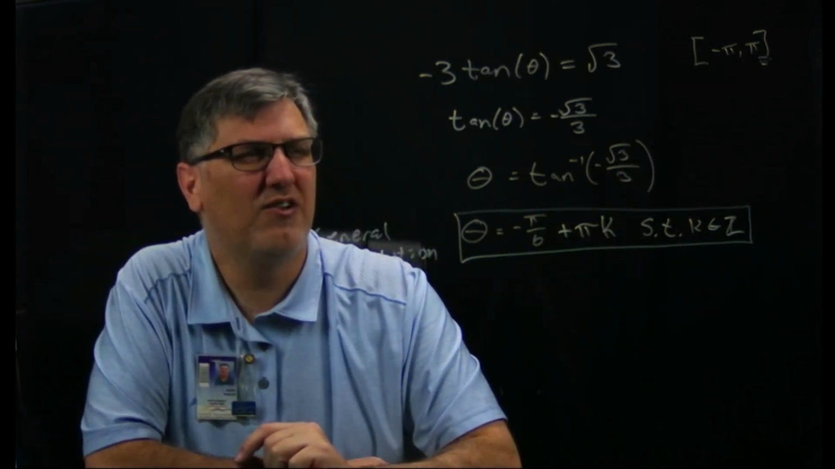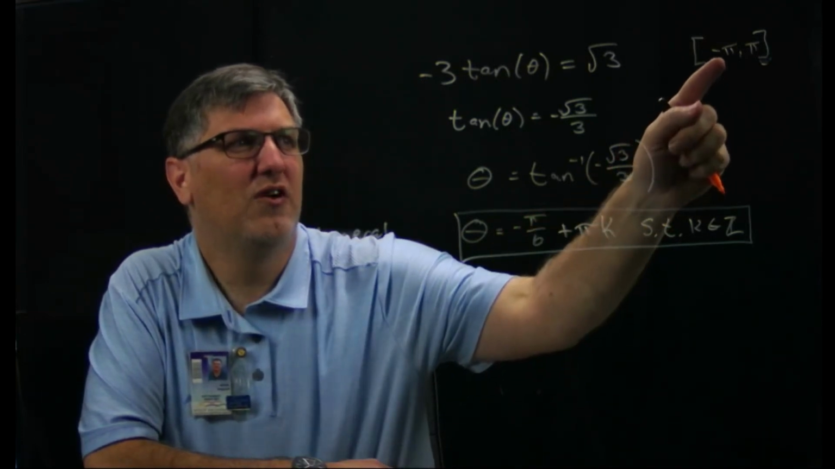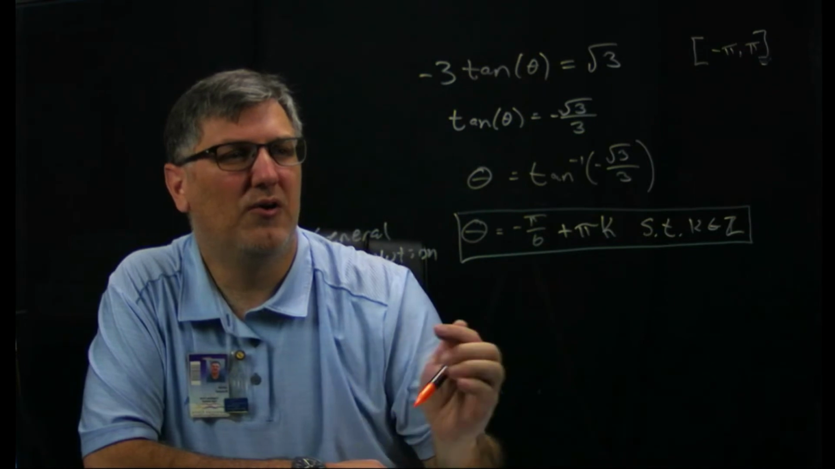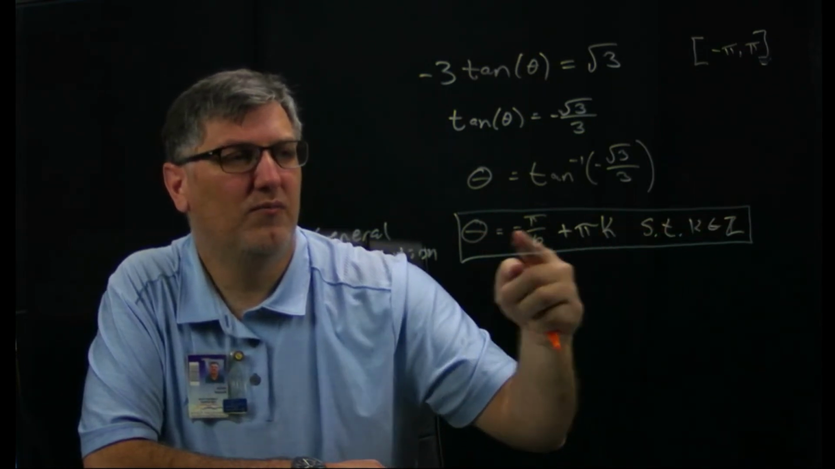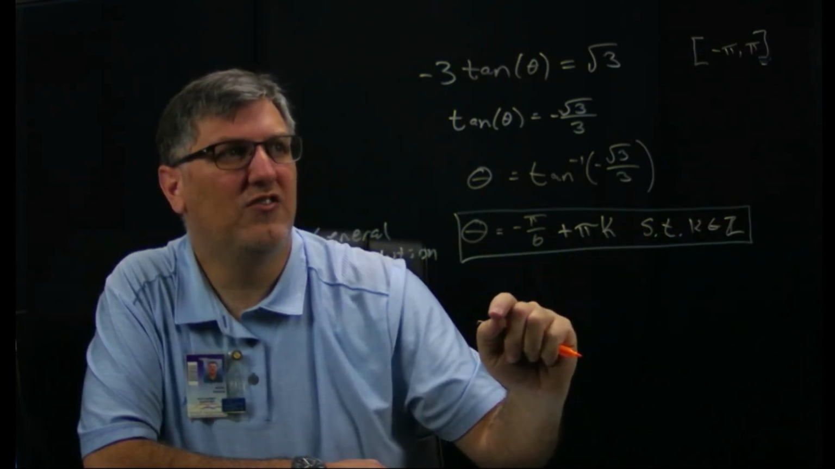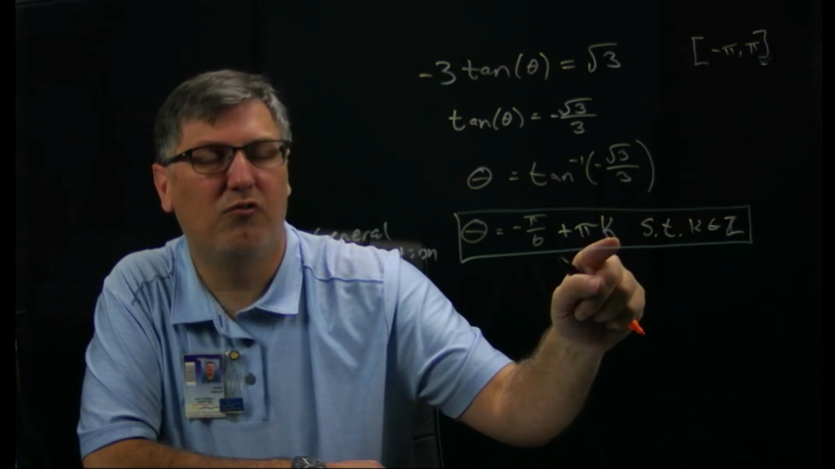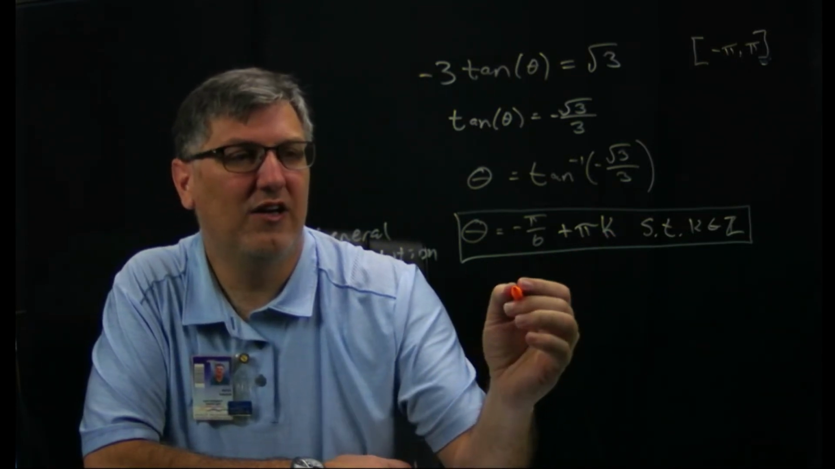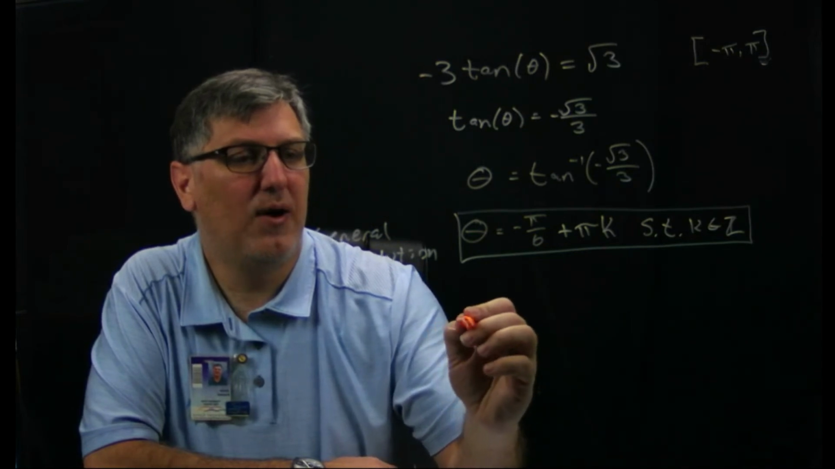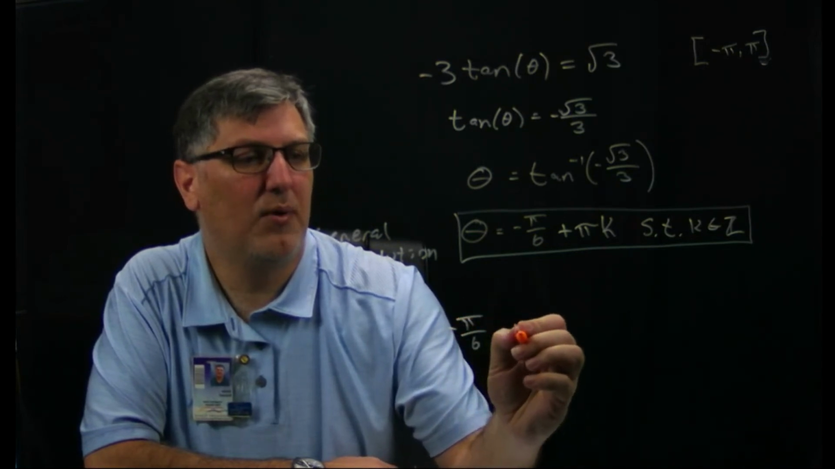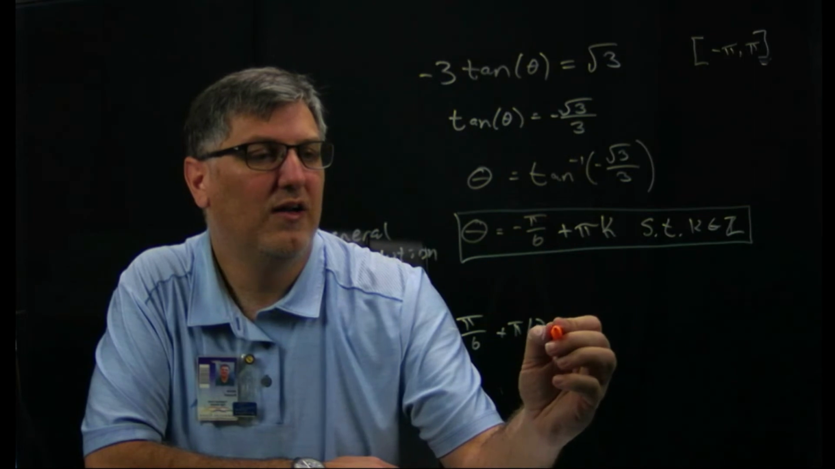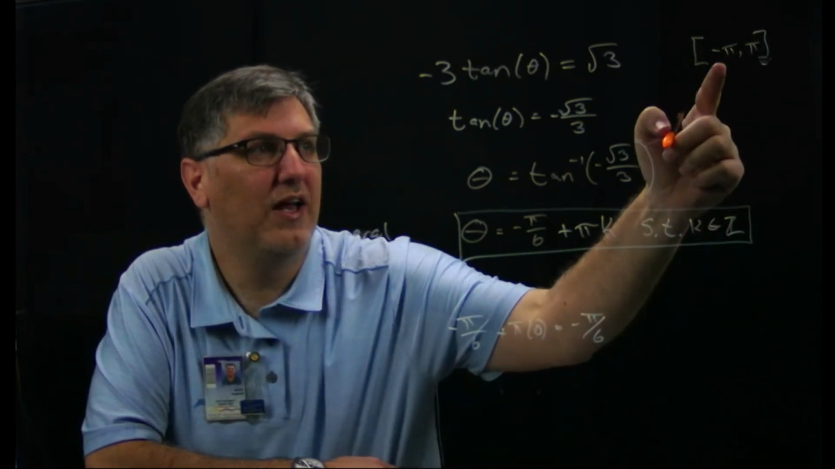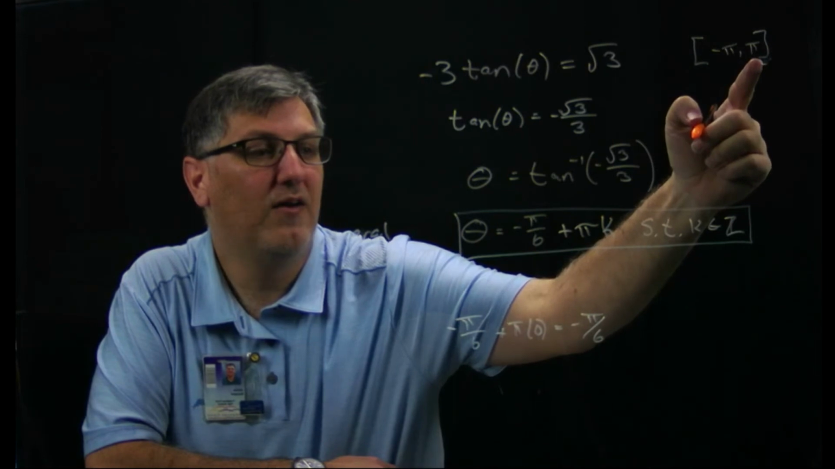Well, I have to basically find every solution from negative pi to pi. Well, I have a formula here. And if I start at 0, say 0 right off the bat, I'm at negative pi over 6. All right, so that's an idea. So if I do negative pi over 6 plus pi times 0, this gives me negative pi over 6. Negative pi over 6 is between negative pi and pi.